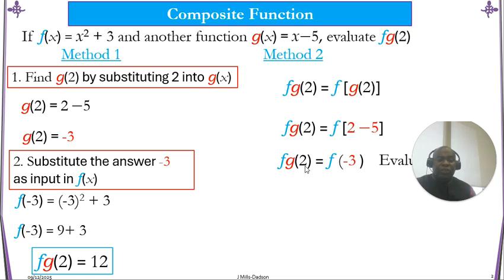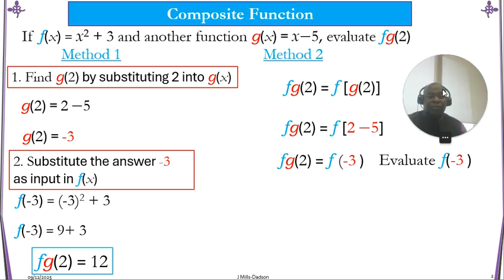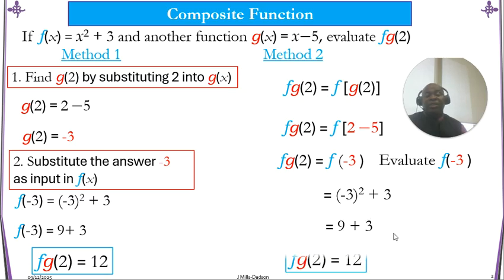Then we have fg of 2 will now be equal to f of negative 3. And all we now do is that we take negative 3 into the f function, we evaluate. So we have negative 3 all squared plus 3, which is equivalent to what we had here. And we had our answer as f of g of 2 equals 12. So it's up to you if you want to do it together in one go or you do it in disjoint. Let's look at the second example.